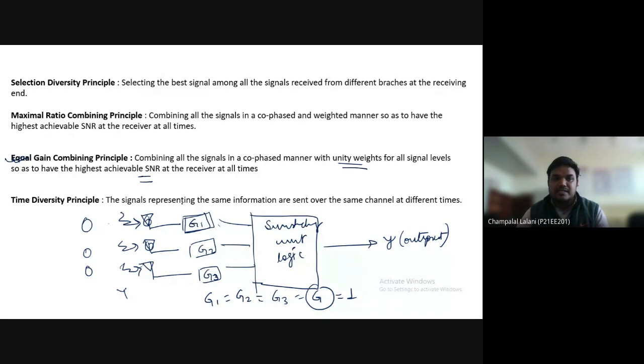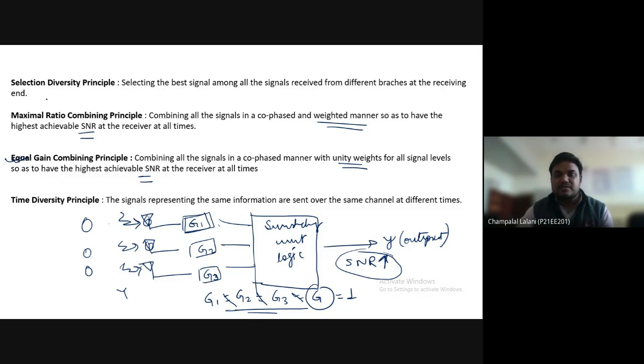Next is maximum ratio combining. Here, you change the gain of each individual receiver. G1, G2, G3 all have different values. You change the values of G1, G2, G3 so as to maximize the SNR. This kind of receiving technique is known as the maximum ratio combining principle, combining all signals in a co-phased and weighted manner. Weighted means G1, G2, G3 are weighted differently so as to have the highest achievable SNR at the receiver.